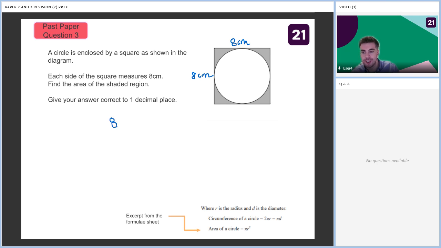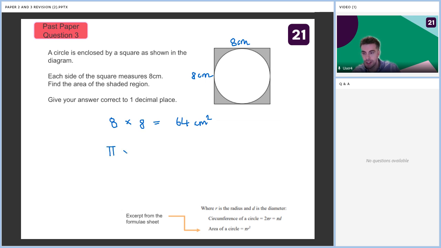To work out the area of the square, now remember, the area of the square is the same as the area of a rectangle. It's just base multiplied by height. Okay, so we're going to do 8 multiplied by 8 to give us 64 centimeters squared for the area of the square. Okay, and as mentioned before, the area of a circle is given to us on the formula sheet.